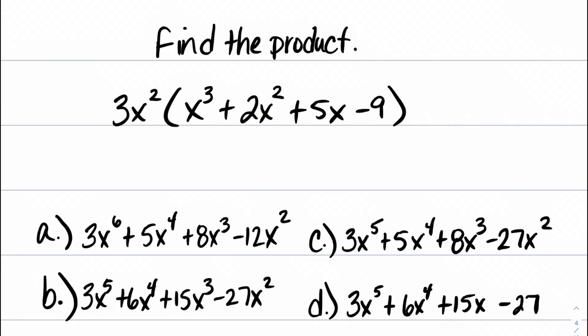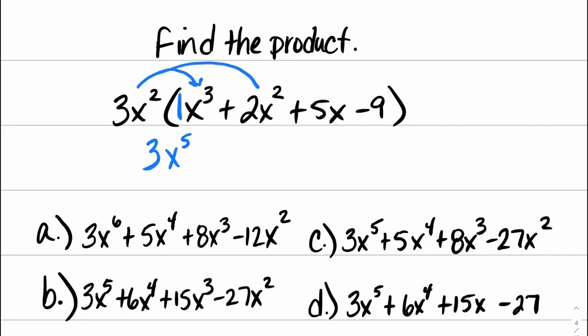This example asks us to find the product. And remember, product means multiplication. So we're going to take this 3x squared, and we're going to multiply or distribute it to all the terms on the inside of this parentheses. So to begin with, 3x to the second power times x to the third power. Remember, there's an understood coefficient of 1. 3 times 1 is 3. x squared times x to the third is x to the fifth. Remember that we add the exponents.